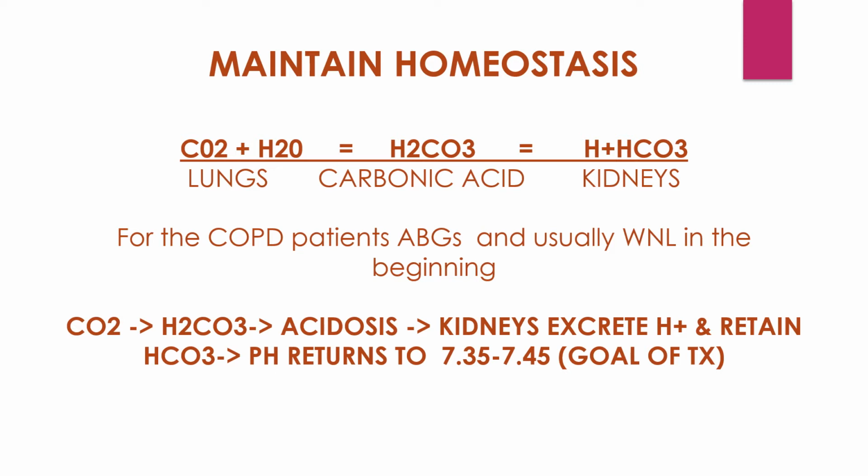COPD patients' ABGs are usually within normal limits in the beginning, but as they deteriorate, they are not. This is an example here. We have CO2 changing into carbonic acid. If they have an acidosis, the kidneys will excrete hydrogen and retain bicarb, so the pH returns to normal. And that's the goal of treatment and the goal of our body.